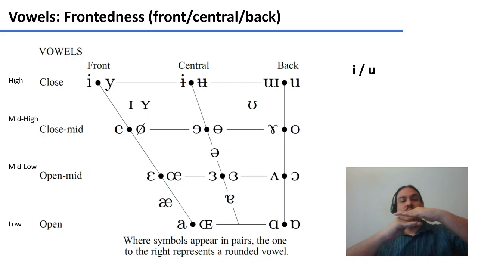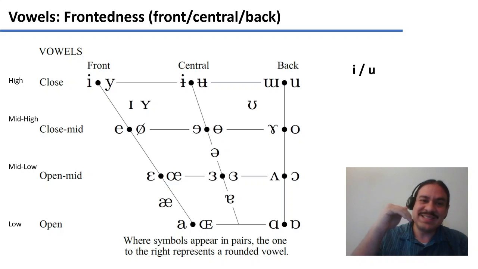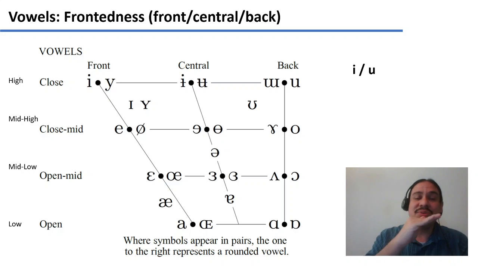Ee, oo, ee, oo. Please pause the video and give it a try. Try to say ee-oo in quick succession, so that you can feel your tongue moving back and forth. Please pause the video.